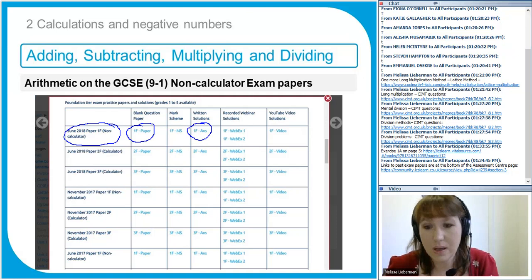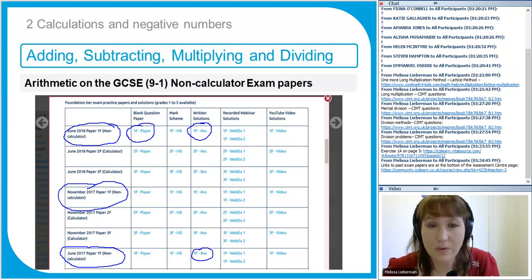for you to do. So just go through and look at all of the ones that say non-calculator, so this one here, and this one here. Okay, and even if you just look at the one with the answers in, that will also give you some idea of how the answers are to be set out.